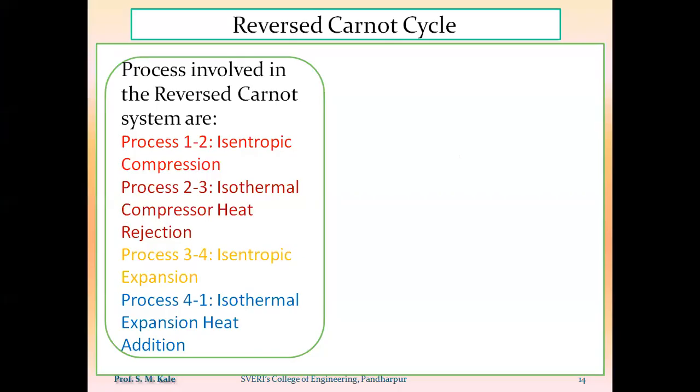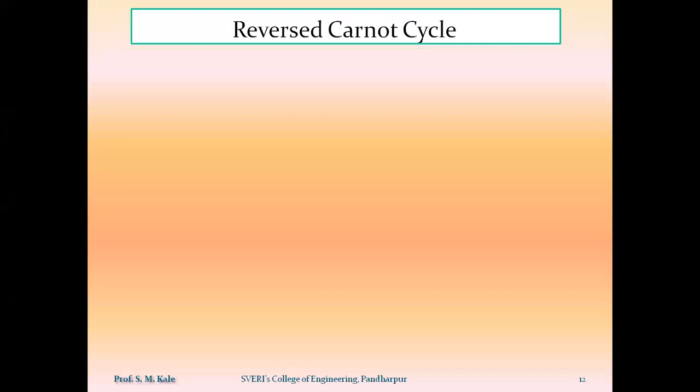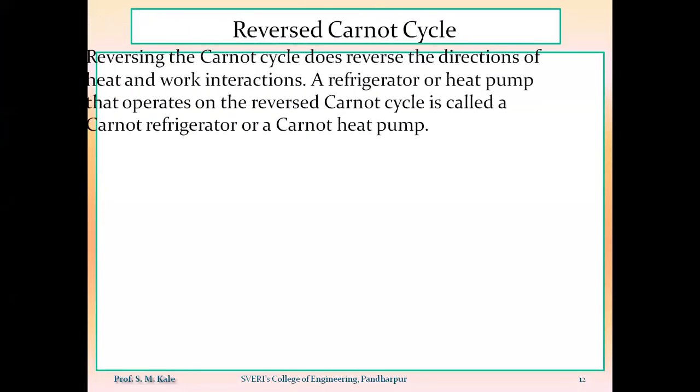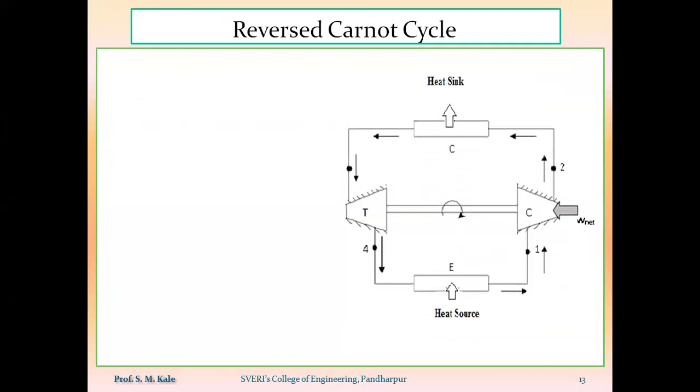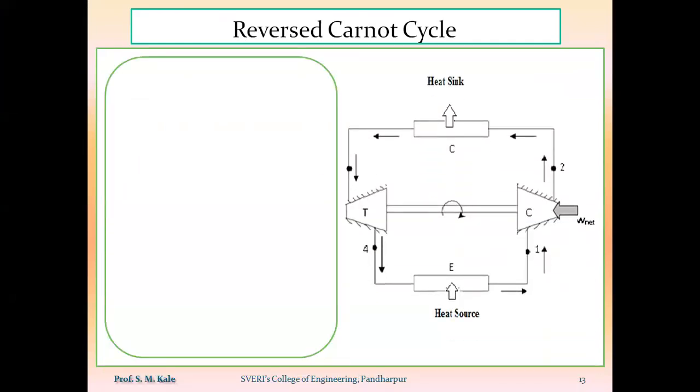Okay. So good morning to all of you. In the last lecture, we started the reverse Carnot cycle, and we saw the PV as well as the TS diagram for the reverse Carnot cycle also. As we know, the reverse Carnot cycle consists of four thermodynamic processes.